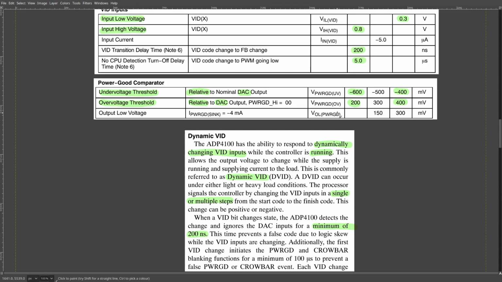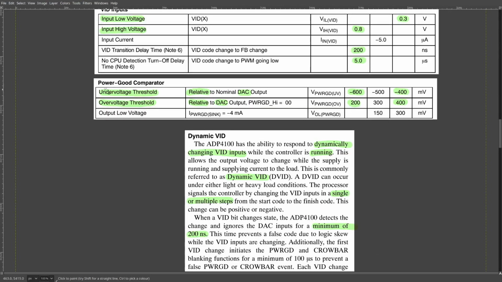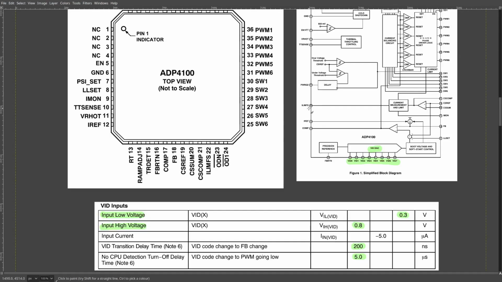Now, the important part of this on the ADP4100, and why this is really important, is that the ADP4100 sets undervoltage and overvoltage thresholds relative to the DAC output. The DAC is this digital to analog converter, just down in there. What it does is take our VID pins in and produce, along with this precision reference, a reference voltage. What the controller does is change the output voltage such that the feedback voltage will equal the DAC voltage.